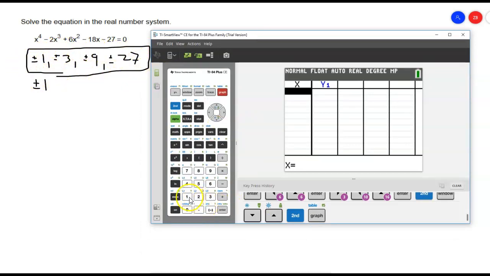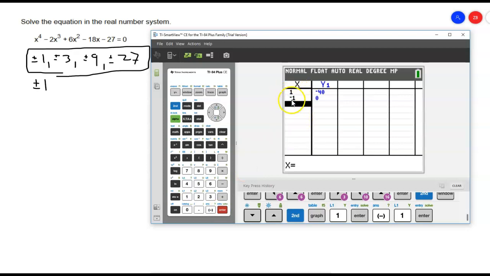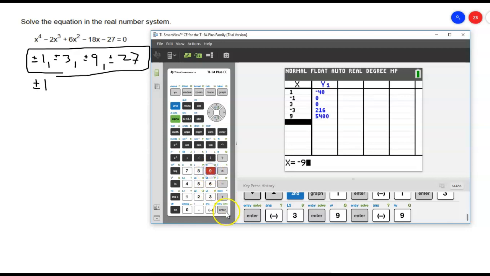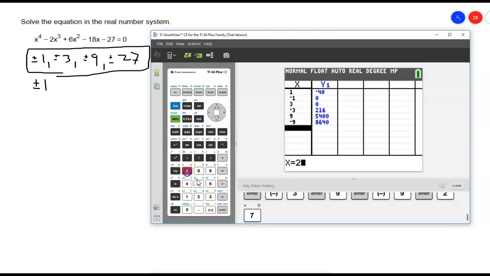So we're going to start with 1. And then I'm going to look at -1. And this is basically putting that x value in the function and then giving us the corresponding y value. I'm going to look at 3 and -3. I'm going to look at 9 and -9. Then I'm going to look at 27 and -27.